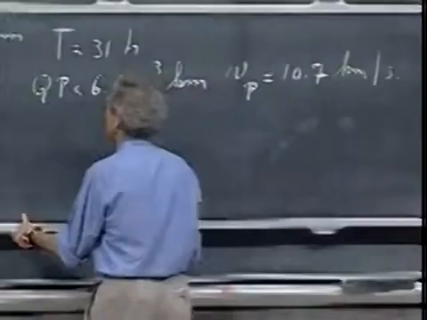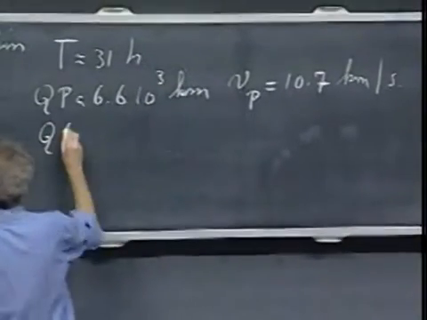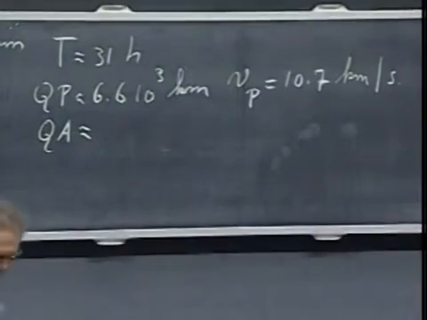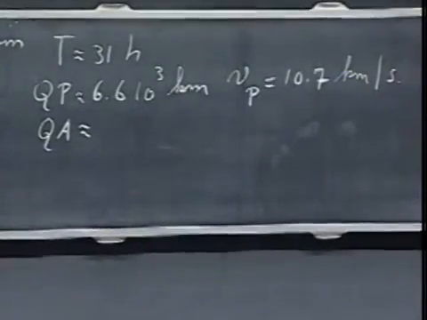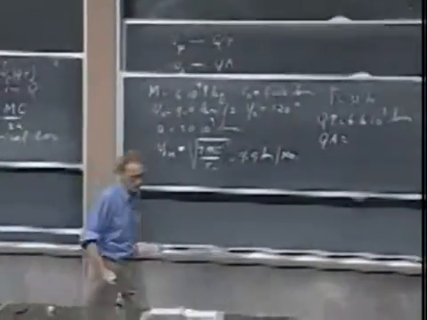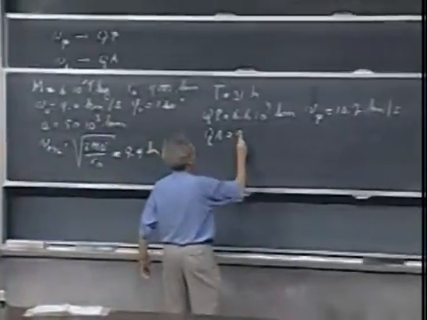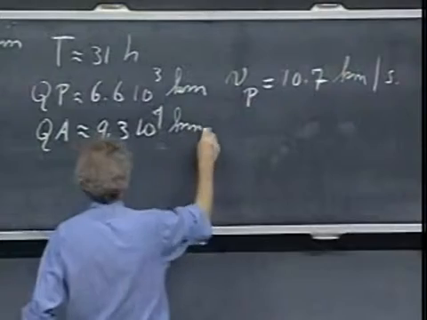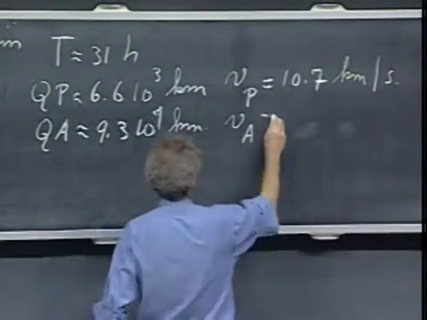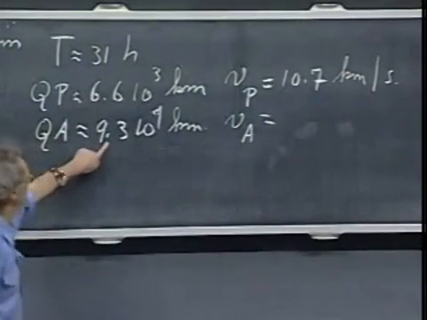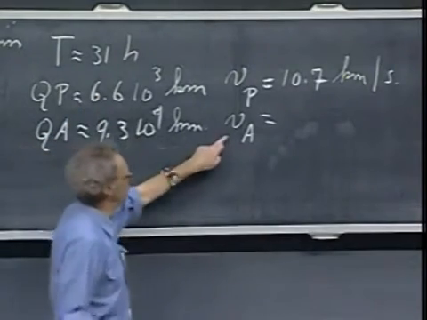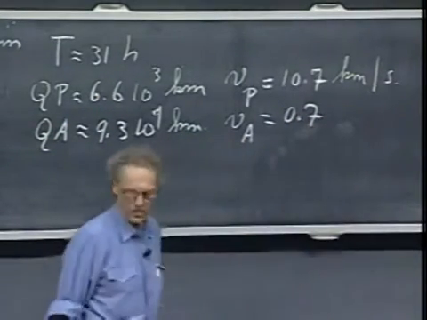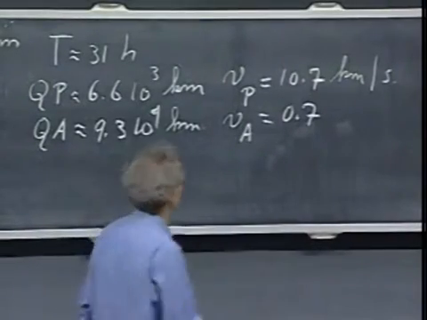My second solution then is that QA turns out to be huge. No surprise, because we know that the semi-major axis is 50,000 kilometers. We find 9.3 times 10 to the 4 kilometers. And we find for V of A, this value is 14 times larger than this one, and so the velocity will be 14 times smaller. I think it's 0.75 kilometers per second. Yes, that's what it is.